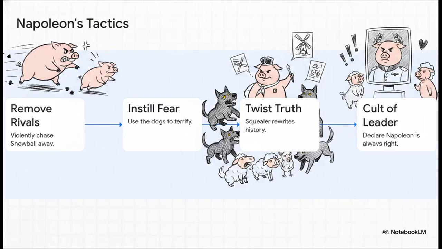So the crucial point is this four-step method Napoleon uses to consolidate absolute power over the entire farm. Step 1, remove rivals. Napoleon and Snowball argue for control, so Napoleon violently chases him away. Step 2, instill fear. He uses the dogs to terrify the other animals right into submission. Step 3, manipulate the truth. He uses Squealer as a walking propaganda machine to rewrite history and justify all his actions. And Step 4, create a cult of personality. Eventually, Napoleon is never spoken of simply as Napoleon, and Boxer adopts that deeply tragic maxim, "Napoleon is always right."